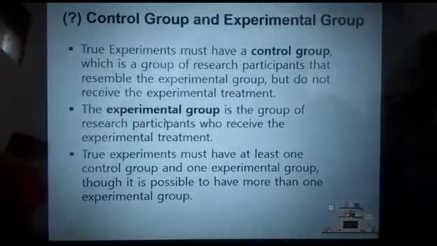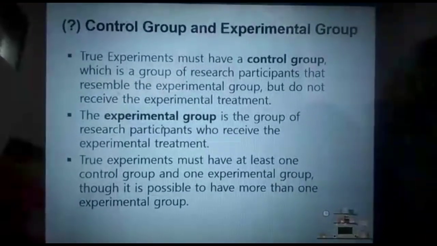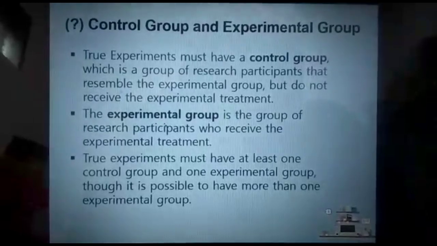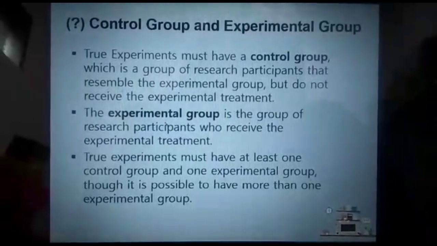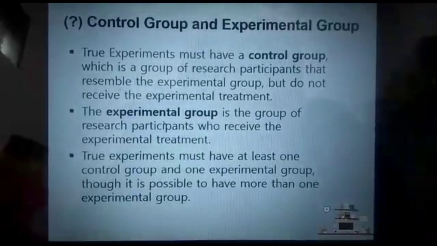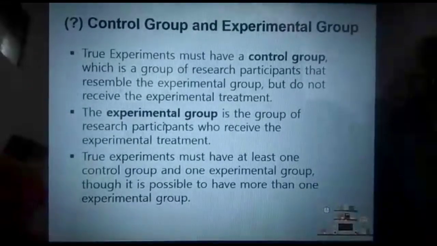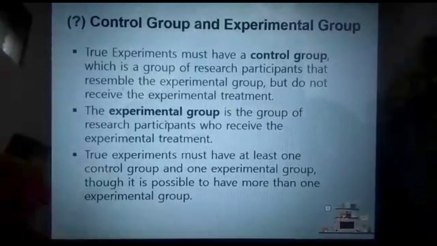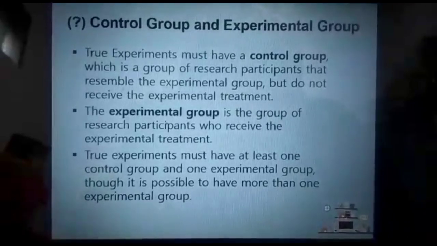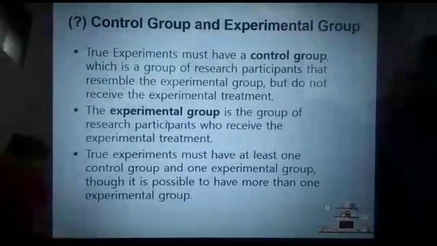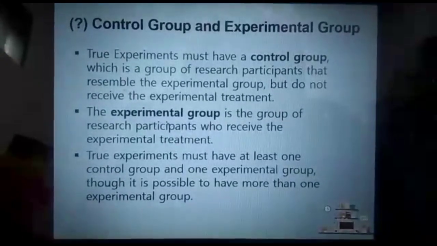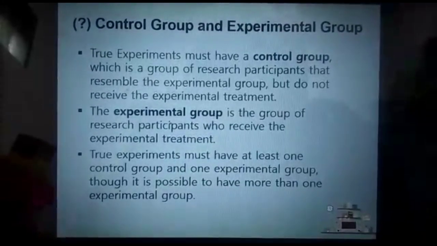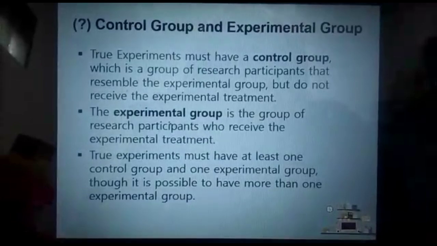Before, we need to know what the difference is between control group and experimental group. True experiments must have a control group, which is a group of research participants that resemble the experimental group but don't receive the experimental treatment. The experimental group is the group of research participants who receive the experimental treatment, and true experiments must have at least one control group and one experimental group, though it is possible to have more than one experimental group.